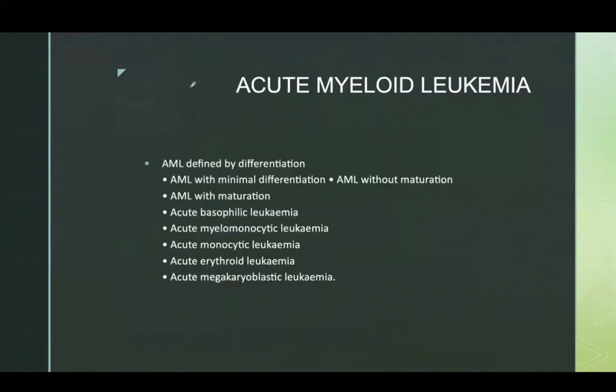All right. The next is AML. The risk factors are the same, and even the presentation is almost the same, except for the hematological parameters, which we will see. In AML, the very first thing you need to know is the types of AML. That is AML with minimal differentiation, with or without maturation, acute basophilic leukemia, acute myelomonocytic leukemia, acute monocytic leukemia, acute erythroid leukemia, acute megakaryocytic leukemia. I'm not going to go in depth about translocations right now.